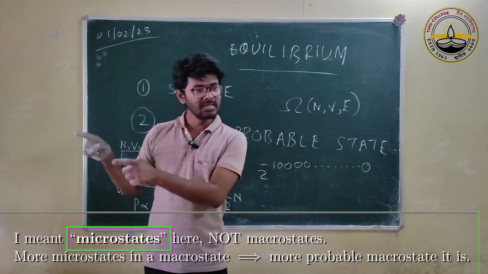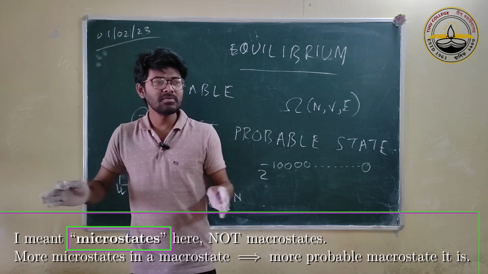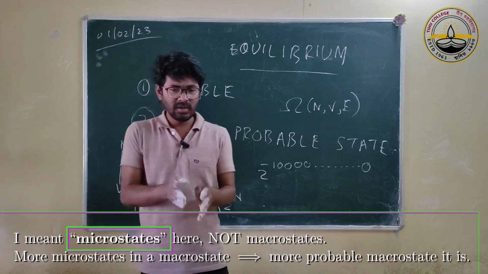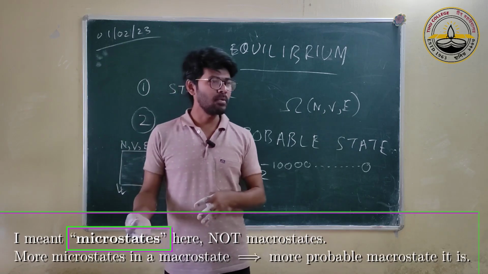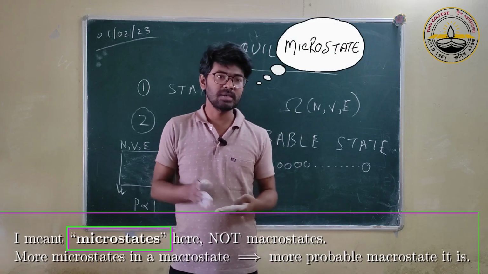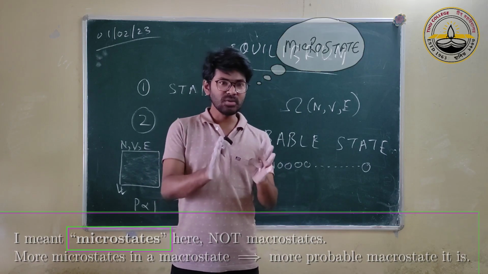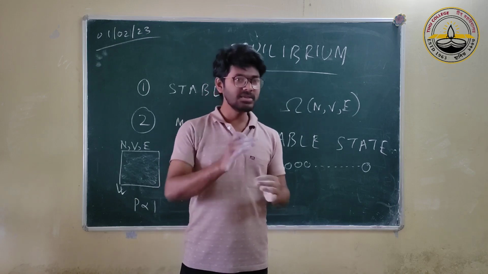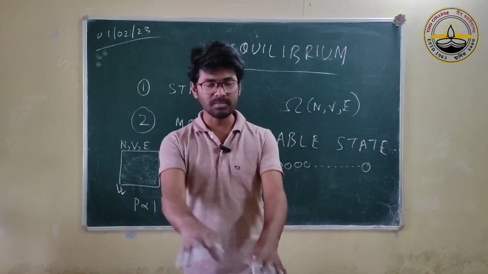More probable is connected to how many microstates are available. If there are more microstates, that is more probable. But individually, each microstate has the same probability. It's counting, so you really need to constantly practice these things. This whole subject is counting.